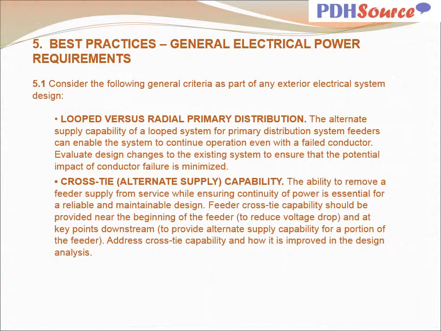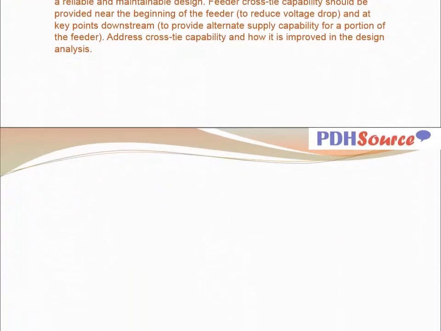With regard to cross-tie alternate supply capability, the ability to remove a feeder supply from service while ensuring continuity of power is essential for a reliable and maintainable design. Feeder cross-tie capability should be provided near the beginning of the feeder to reduce voltage drop and at key points downstream to provide alternate supply capability for a portion of the feeder. Address cross-tie capability and how it is improved in the design analysis.